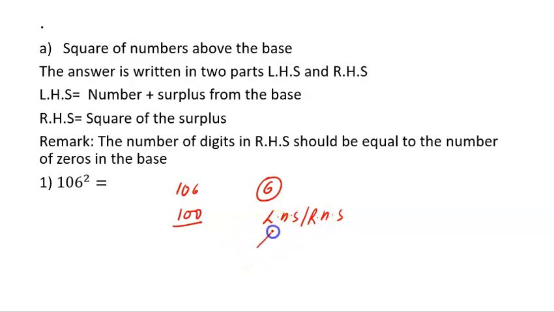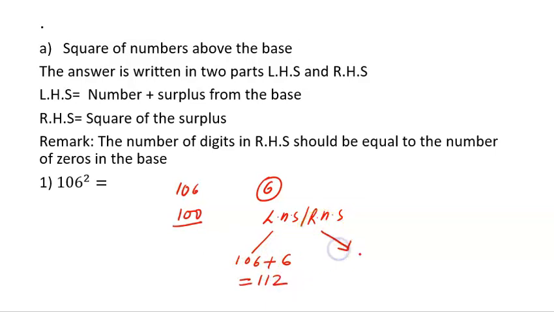And what will be the left hand side? The left hand side will be the number that you are squaring plus the surplus. Since it is 6 more than the base, earlier I was subtracting and now I will be adding, because it is the surplus term. So that will be the left hand side, meaning 112.